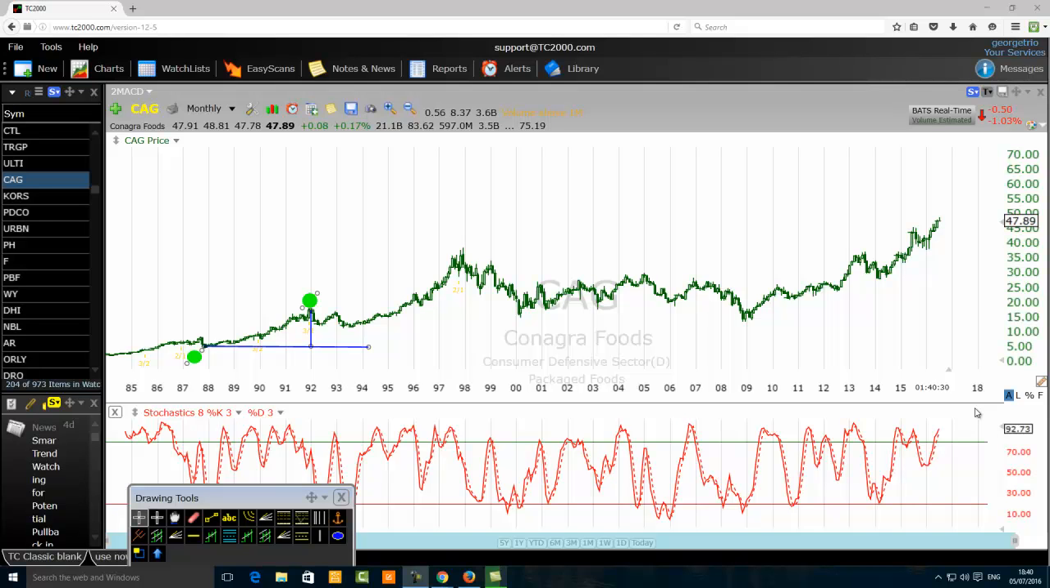Average price range and stock market gene. We are on a monthly chart of Conagra Foods. Is that correct? And the ticker is CAG, Charlie Alpha Golf. And we want to discuss average price range and stock market gene.